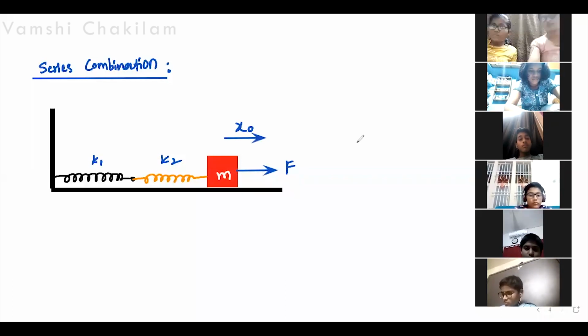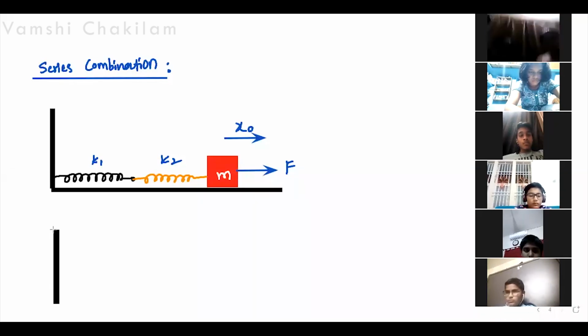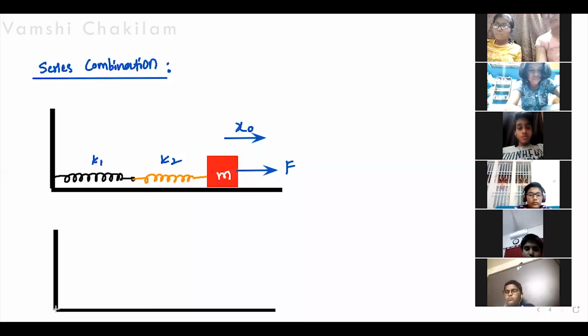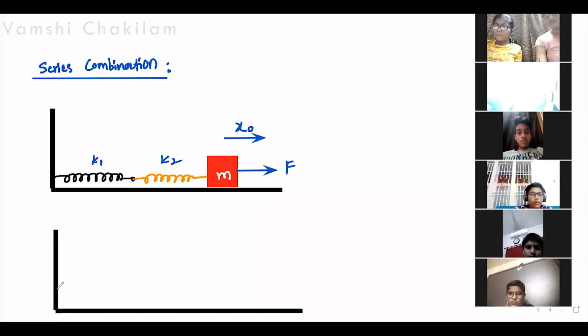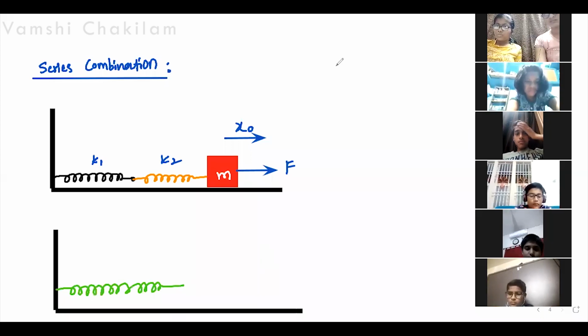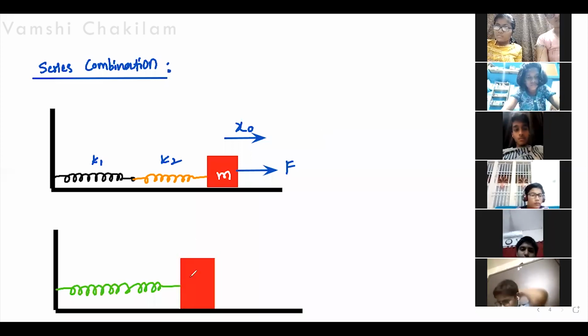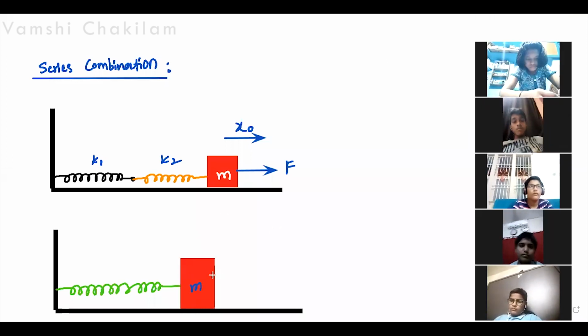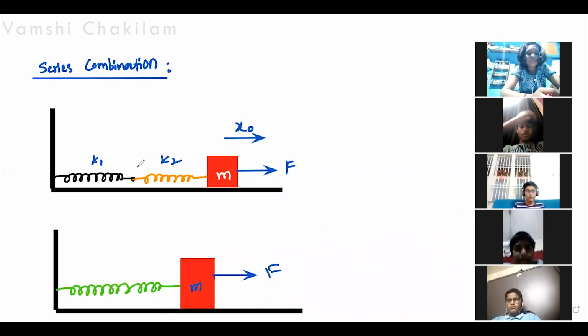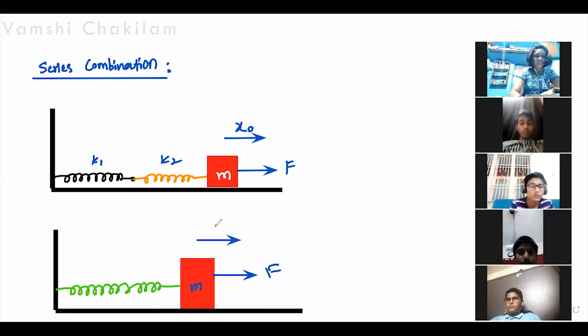Here, instead of using these two springs, I want to use only one spring, a special spring, with the same block M and the same force F applied. The block is the same and the same force is applied. With the two springs, the block is getting displaced by X naught. Here also, it should give the same response.